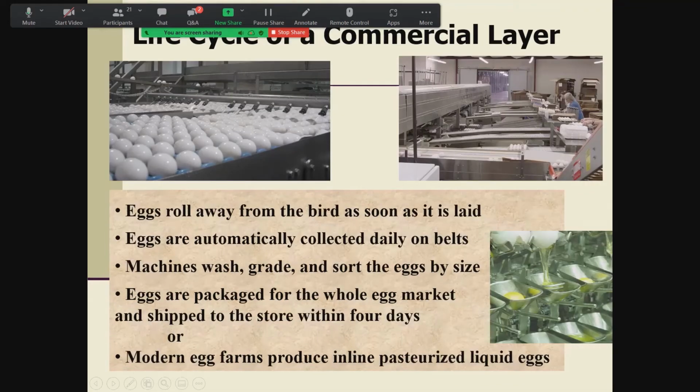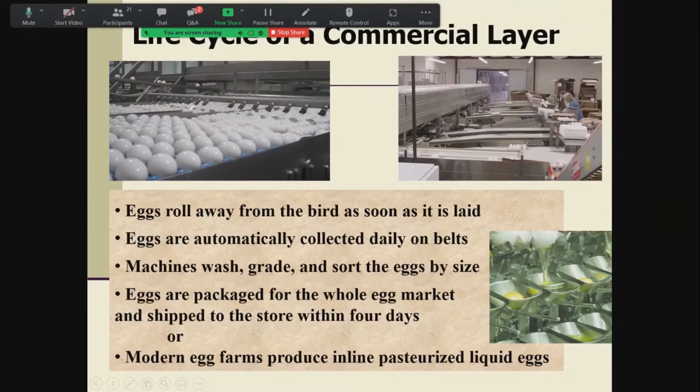So what happens once they roll away from the nesting area on those belts I showed you? They basically get on a conveyor belt and come right down to a washing machine. The eggs are automatically washed. They're automatically packaged and put into cartons. And then the people basically put the cartons in the boxes. More robotics are even doing that.